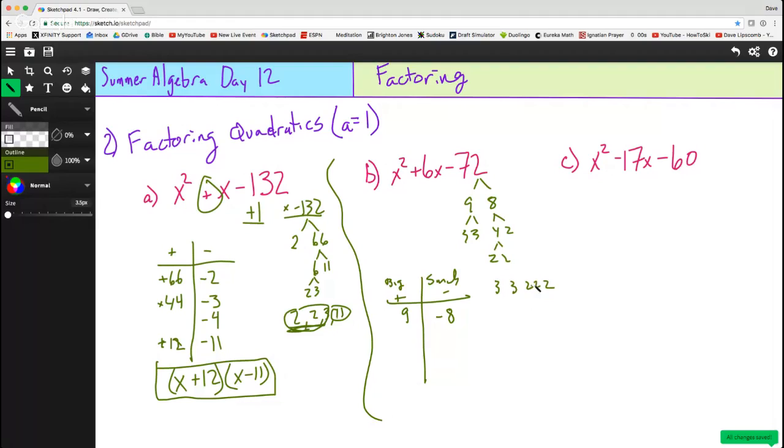Well, 2 times 2 times 3 is my 12. So then I've used those 3, and then I get minus 6. Well, do those add to 6? Yes, these add to 6. So I have my answer: x plus 12, x minus 6.